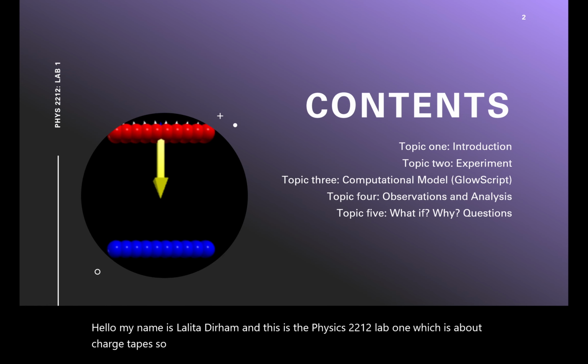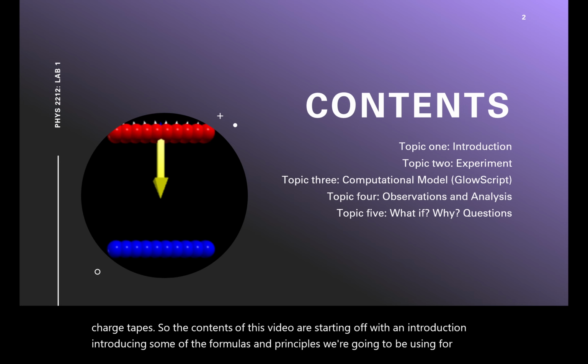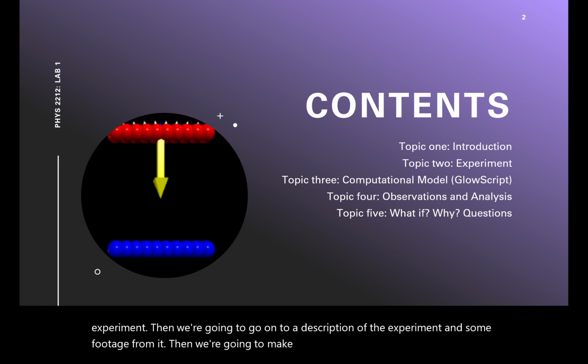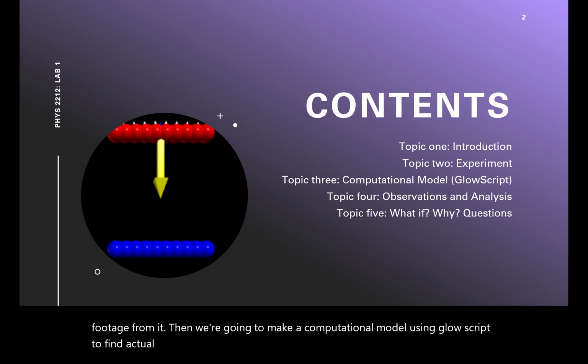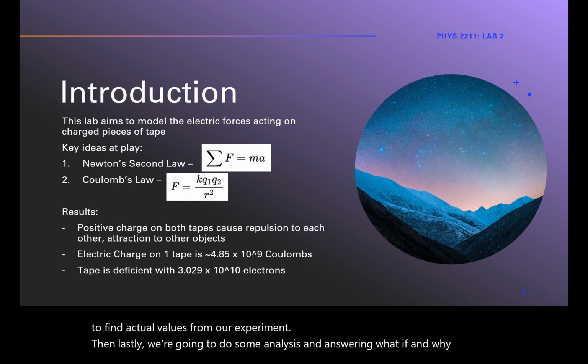So the contents of this video are starting off with an introduction, introducing some of the formulas and principles we're going to be using for this experiment. Then we're going to go on to a description of the experiment and some footage from it. Then we're going to make a computational model using GlowScript to find actual values from our experiment. And then lastly, we're going to do some analysis and answering what if and why questions. So to start off, the introduction.